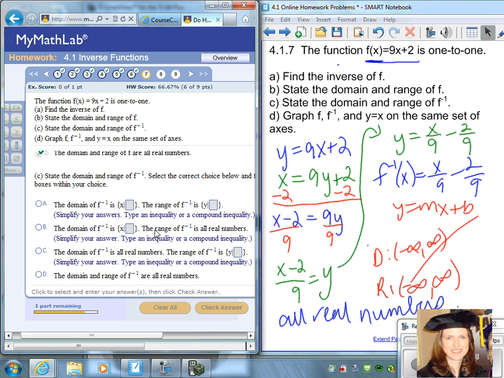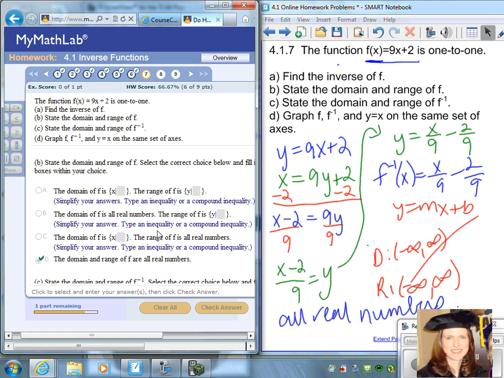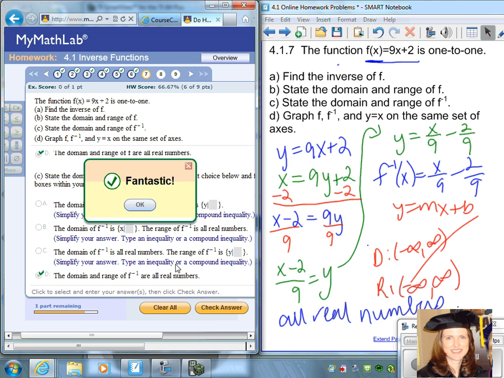Now the domain and range for the original function ends up being the same, the reverse domain and range for the inverse function. So I went ahead of myself and looked at the inverse function, but the same rules apply for the original function. The domain and range for this linear function is all real numbers.